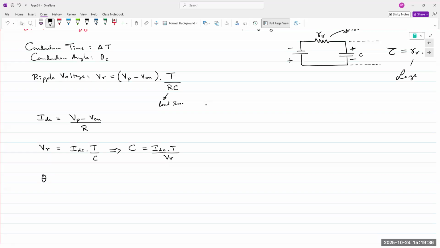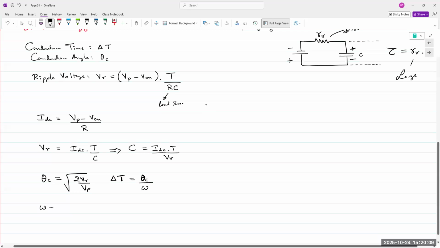So a couple more. Conduction angle is given by root of 2VR over the peak voltage. And then theta over omega gives the conduction time, in terms of the frequency omega. Hopefully you all remember all of this from 211 and 212. Omega is, anybody? Angular velocity, angular frequency, 2 pi f. And f is the frequency in hertz, but it's also 1 over the time period T. Everything is related.